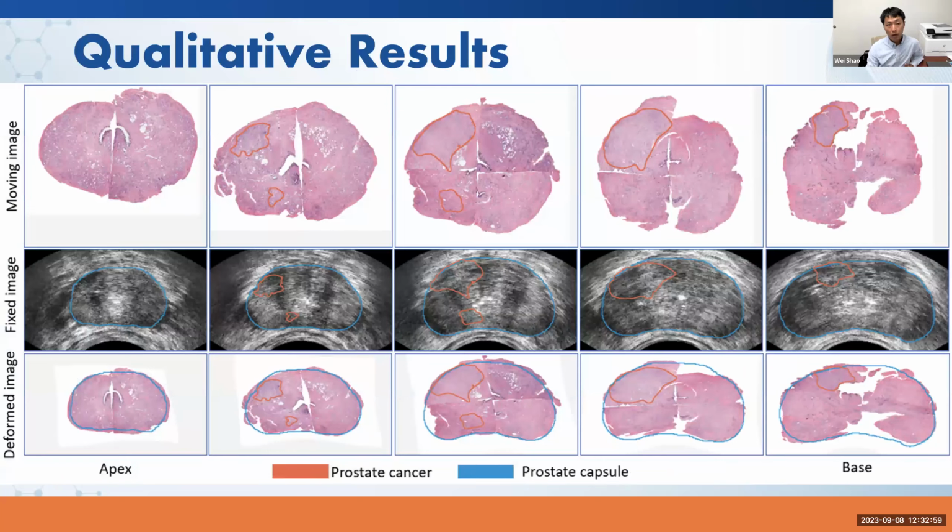Those are the quantitative results. Now some visual results. Those are the moving images before we do the registration. This is the corresponding micro-ultrasound image. This is the resulting deformed histopathology image. As you can see, they are well aligned. The urethra corresponds to the urethra, and some of the feature points correspond to this feature point. So these visual results also demonstrate that our method has achieved a very accurate registration between micro-ultrasound and histopathology.